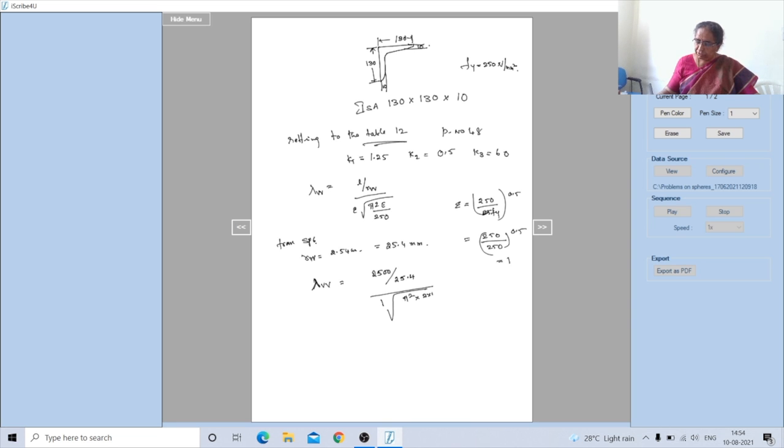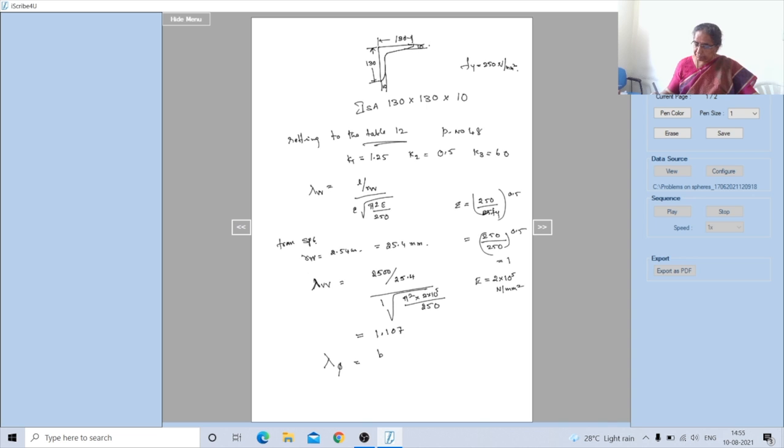E you can take as 2 into 10 raised to 5, the Young's modulus of steel, which we take as 2 or 2.1 into 10 raised to 5 Newton per mm square. So I have taken 2 into 10 raised to 5 Newton per mm square divided by 250. If you do the calculation, this comes to 1.107.